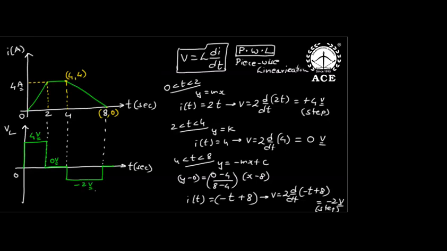So if you observe, everybody, from 0 to 2 seconds it is plus 4 volts, from 2 to 4 it is 0 volts, and from 4 to 8 seconds it is minus 2 volts. Yes or no? So that is how I demonstrated Ohm's law to find the waveform of the voltage.